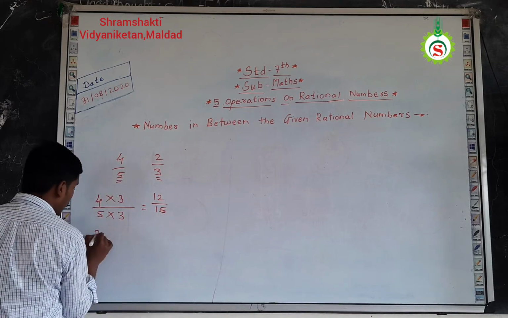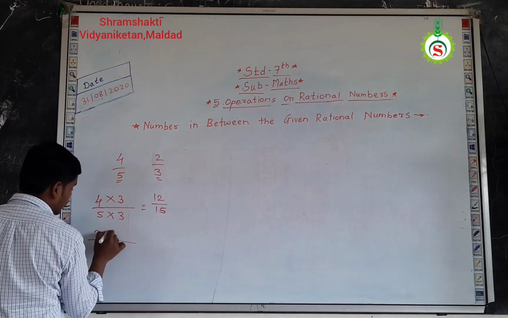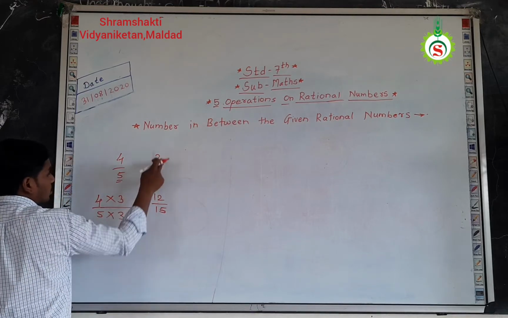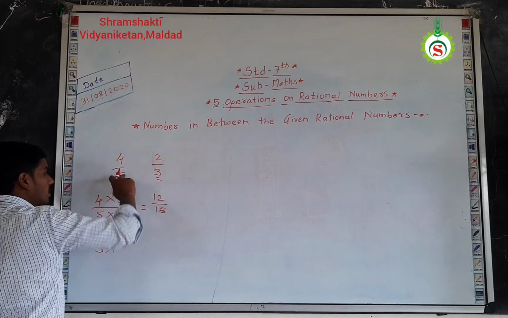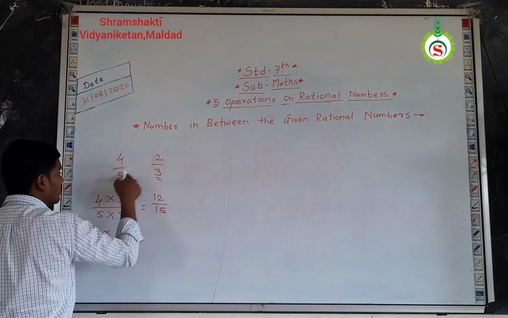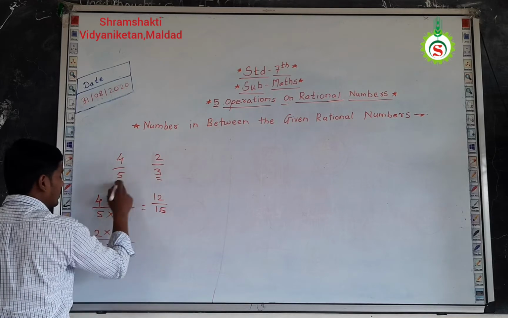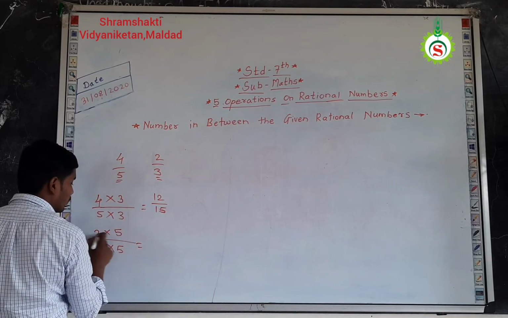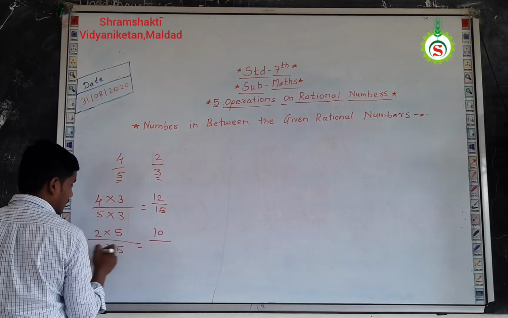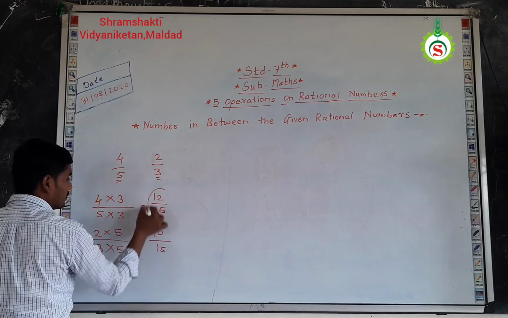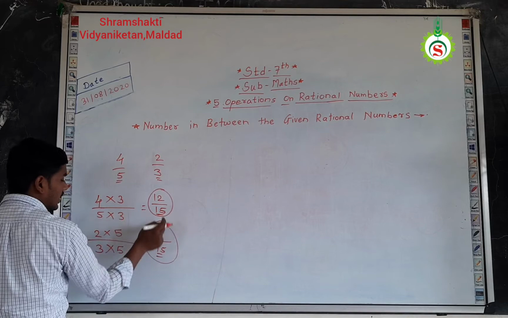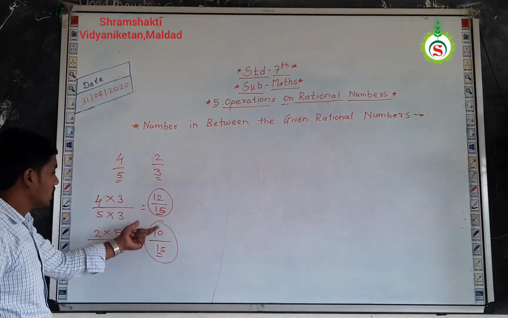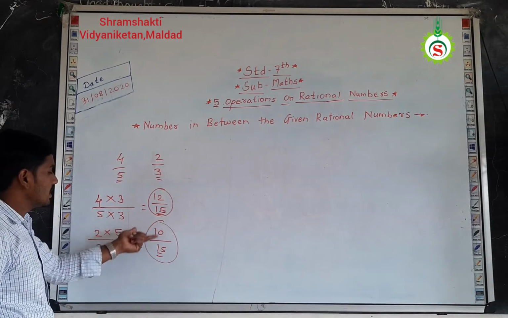Now 2 by 3, the second number. We have to multiply it by the denominator of first number. So 2 multiplied by 5 and 3 multiplied by 5. So 2 5s are 10 and 3 5s are 15. Now that numbers become equal denominator numbers. So 15 is here, 15 is here.